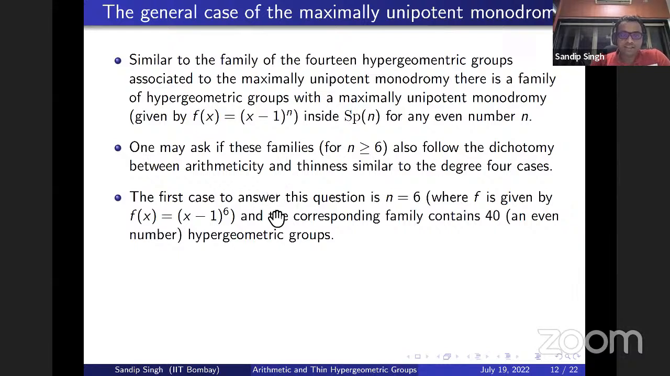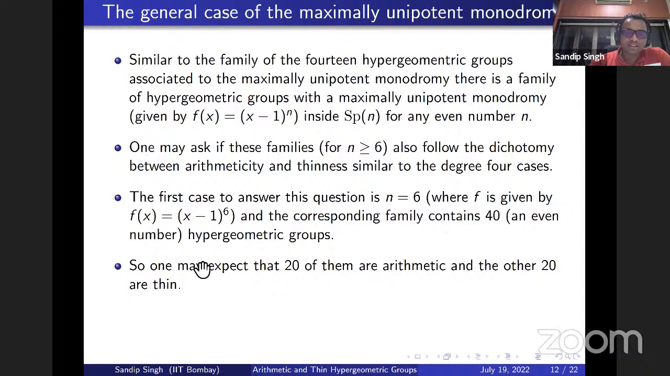So the first case to answer this question is n equal to 6, where f is given by x minus 1 to the power 6, and the corresponding family actually contains 40 hypergeometric groups. So one may notice that 40 is an even number. So one may expect that 20 of them are arithmetic and the other 20 are thin.